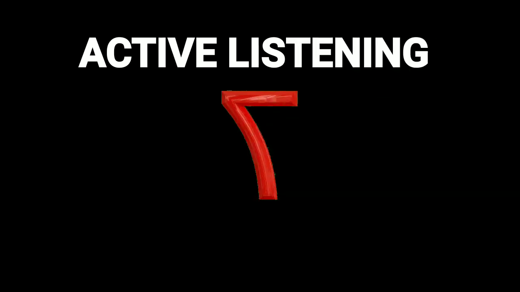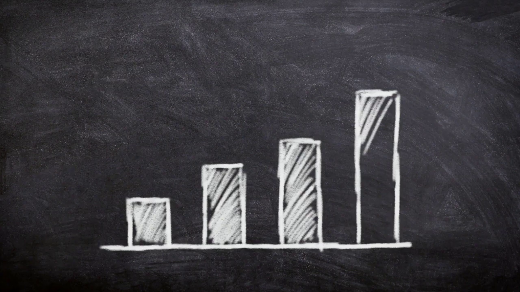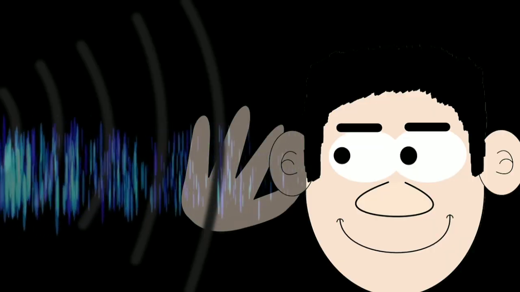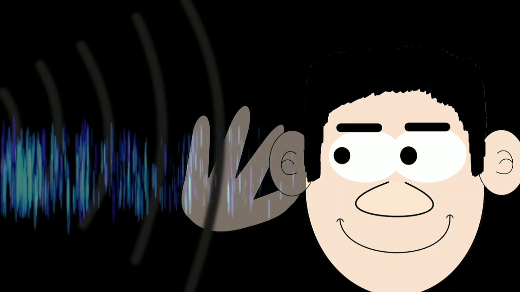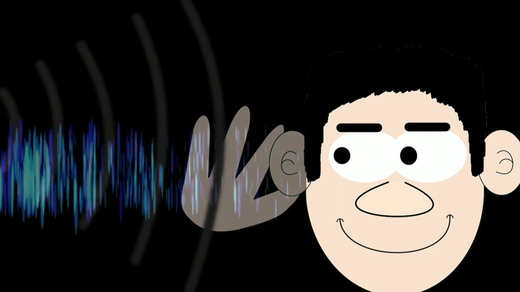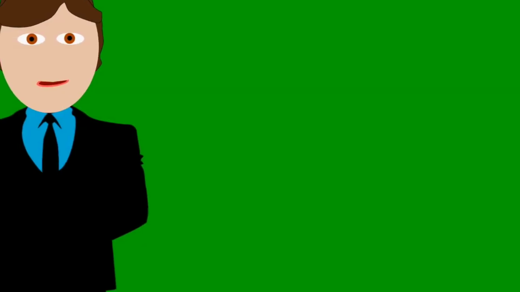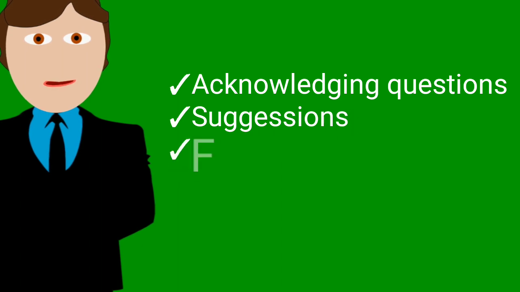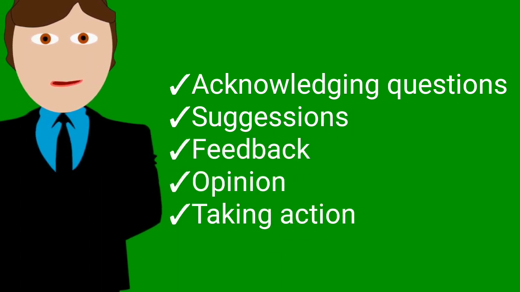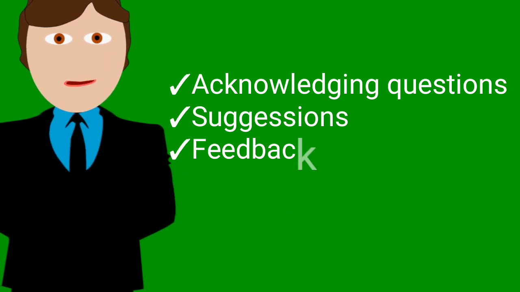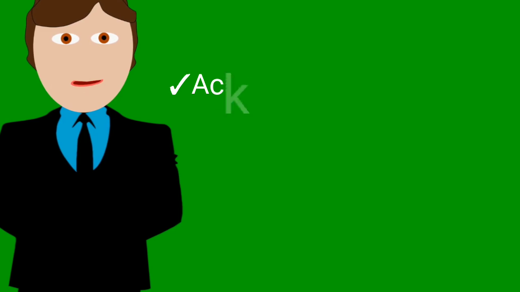Active listening. Though I'm discussing this topic towards the end of the video, however, this does not undermine the role of this attribute towards the success and failure of your communication. Active listening comes into play right at the beginning of your communication. Active listening is paying close attention to what the other person says, allowing them to speak, acknowledging their questions, suggestions, feedback, or opinion, taking appropriate action post this, like providing answers in case of questions. These are all the steps involved in active listening.